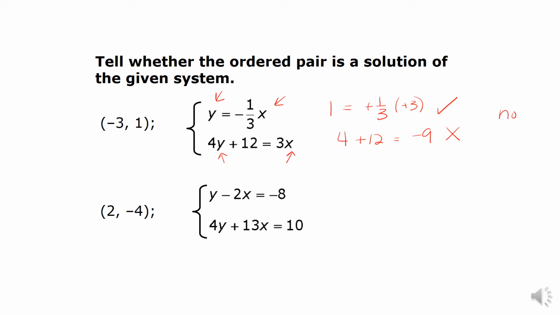Okay, try this one. Y is first here. So we're going to go negative 4. Negative 2 times 2 is negative 4 equals negative 8. That works. 4 times negative 4, make sure the y goes into the y, is negative 16, plus 13 times 2 is 26. Negative 16 plus 26 equals 10, and that's true, so the answer is yes.